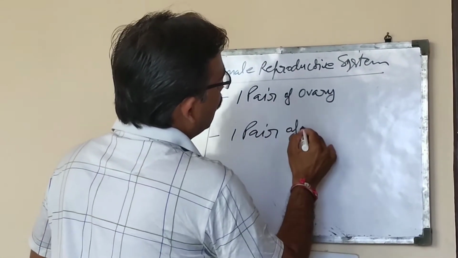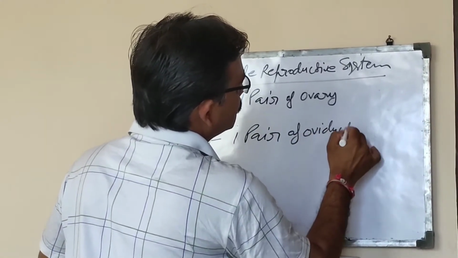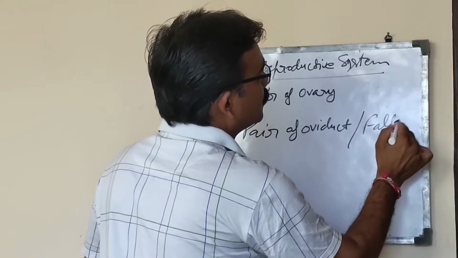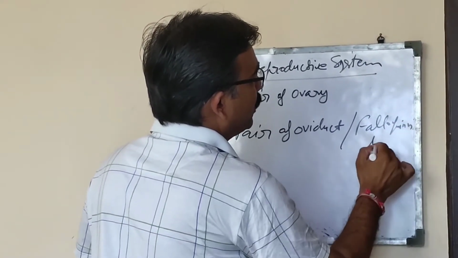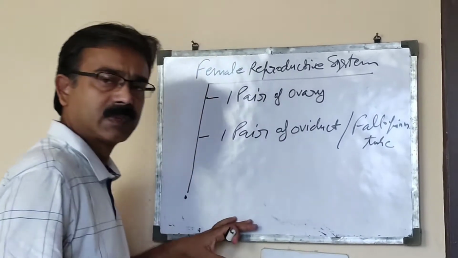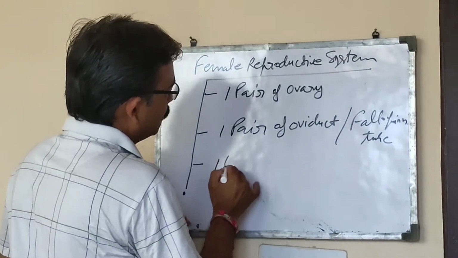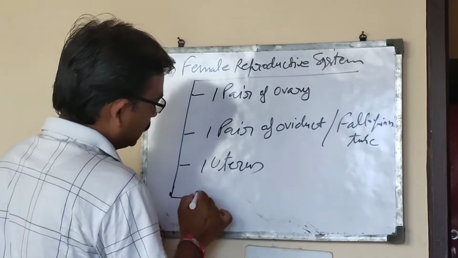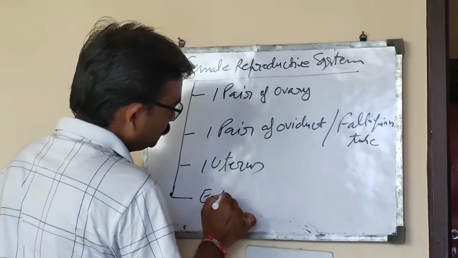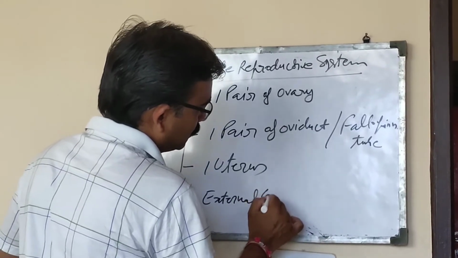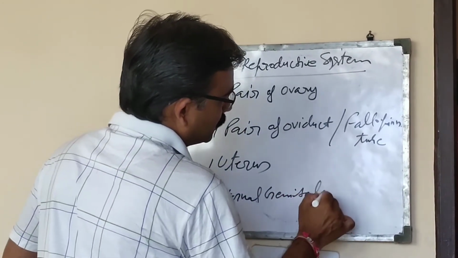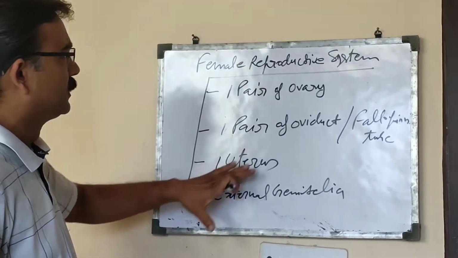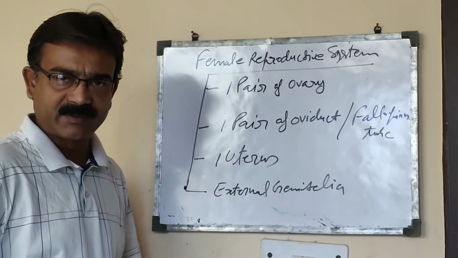Then a pair of oviducts or fallopian tubes. Then one uterus, and then external genitalia. So these are the parts of the female reproductive system.